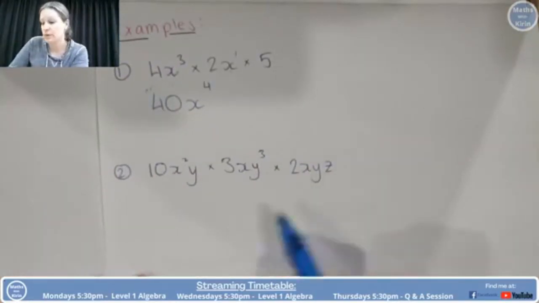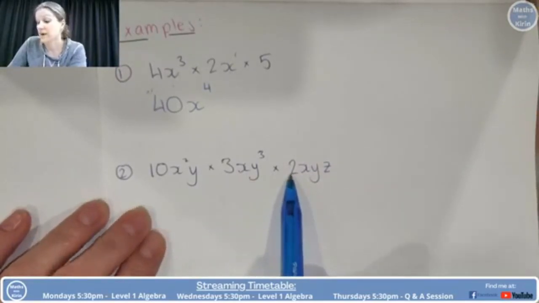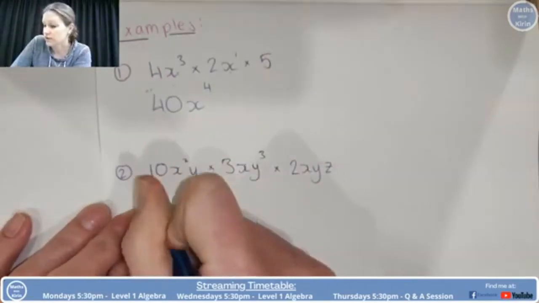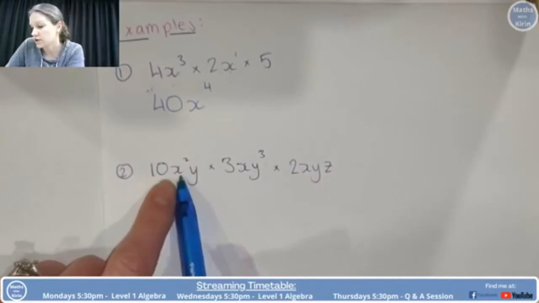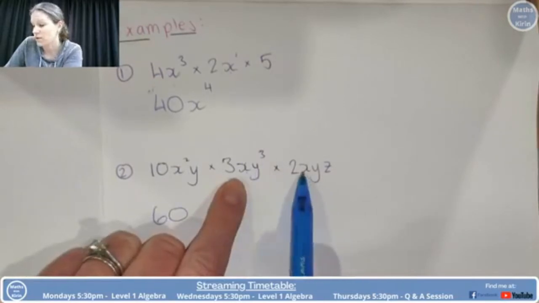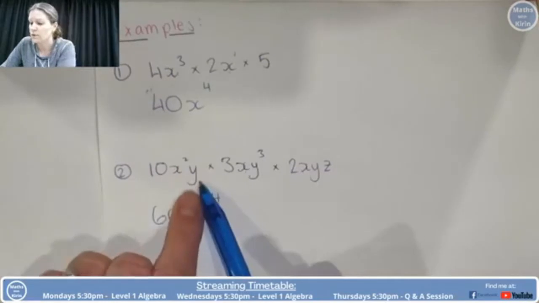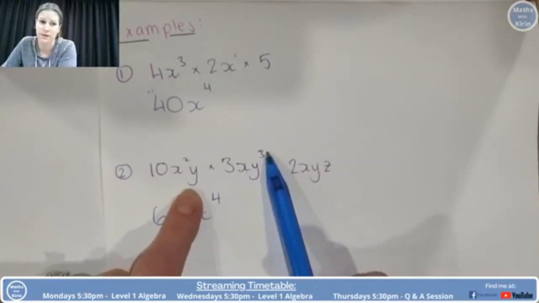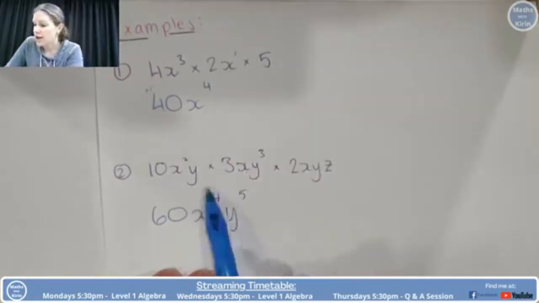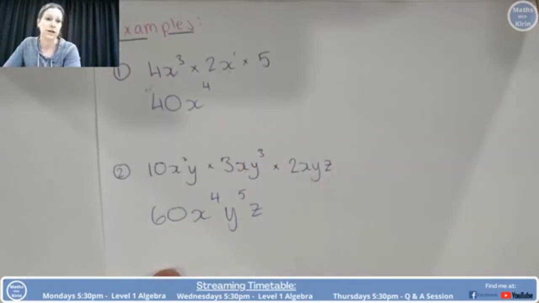In our second example, 10x squared y times 3xy cubed times 2xyz. Again, start with the coefficients. 10 times 3 is 30, times 2 gives us 60. And then we look at our x terms. So we've got an x squared here and an x, so that would give us x cubed, and we've got another x here, so we've got x to the power of 4. Moving on to the y's, y times y cubed would give us y to the power of 4, and then another y gives us y to the power of 5, and then we've got the z, and no other z's, so we just have z in our answer like so.